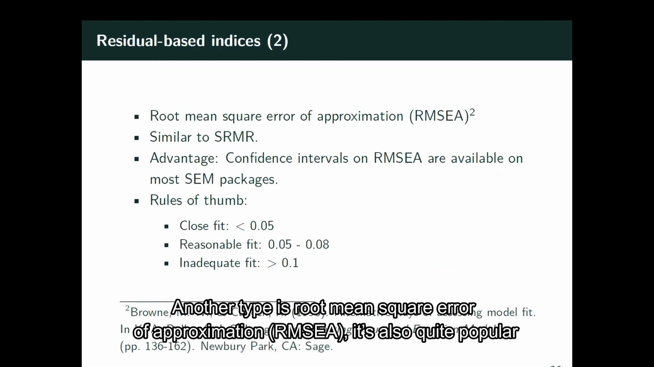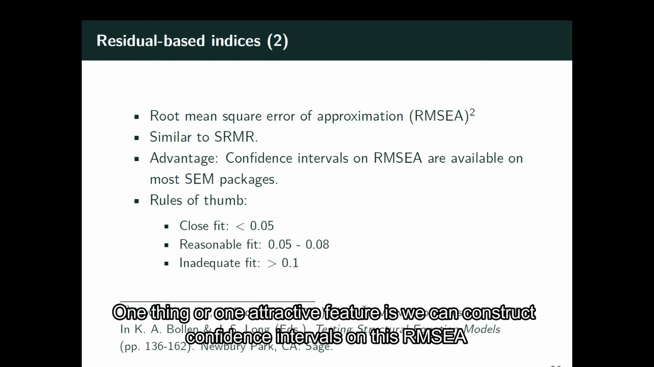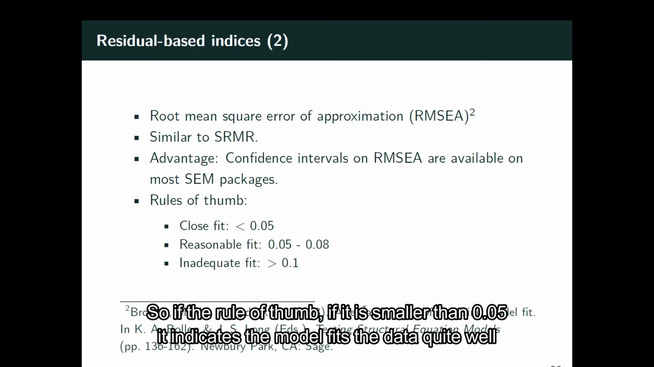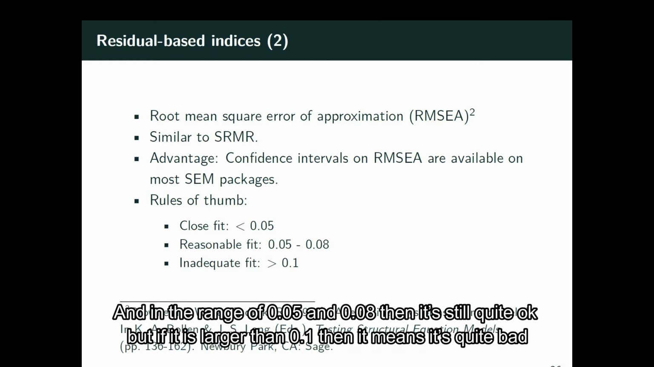Another type is the root mean square error of approximation, RMSEA, which is also quite popular. One attractive feature is that we can construct a confidence interval on this RMSEA. As a rule of thumb, if it is less than 0.05, then it indicates the model fits the data quite well. And in the range of 0.05 to 0.08, it's still quite okay. But if it is larger than 0.1, that means it's quite bad.